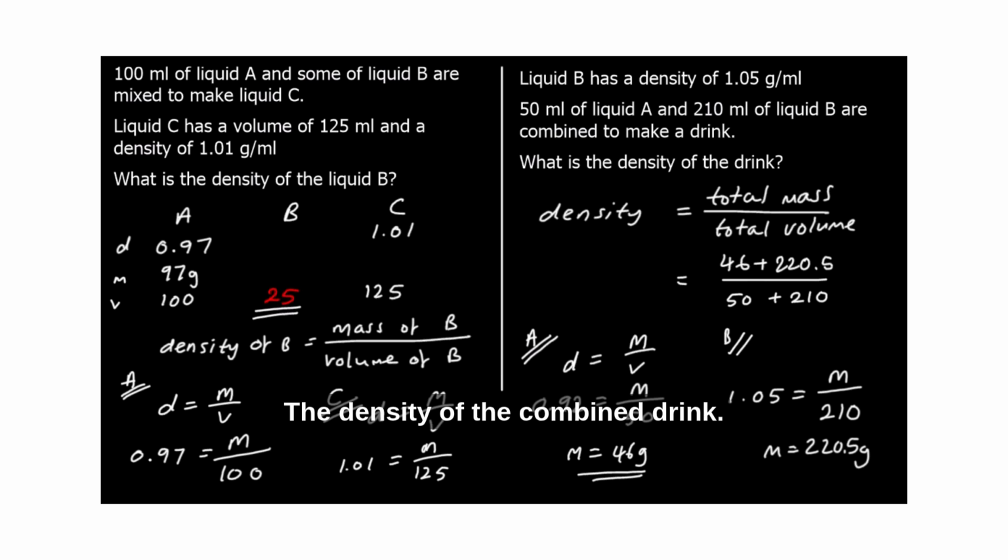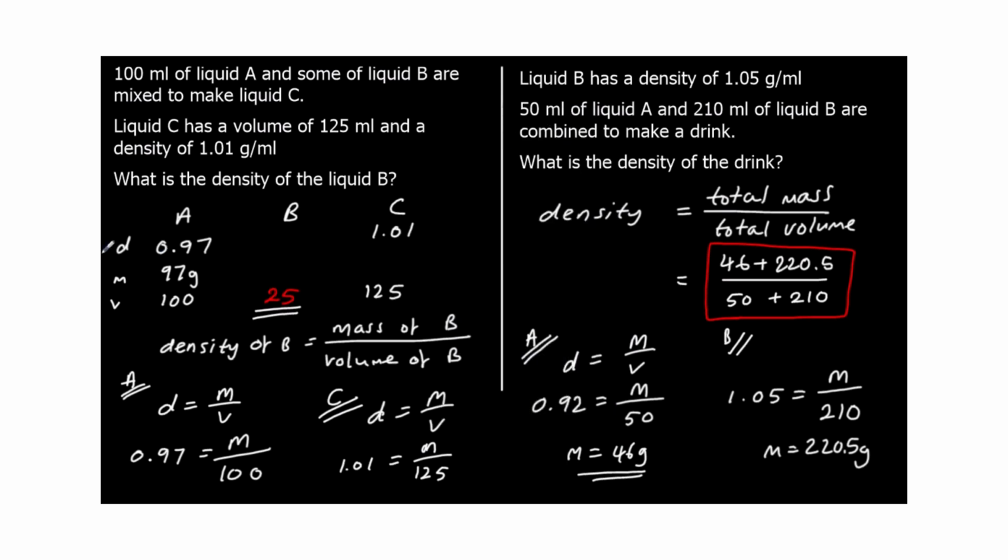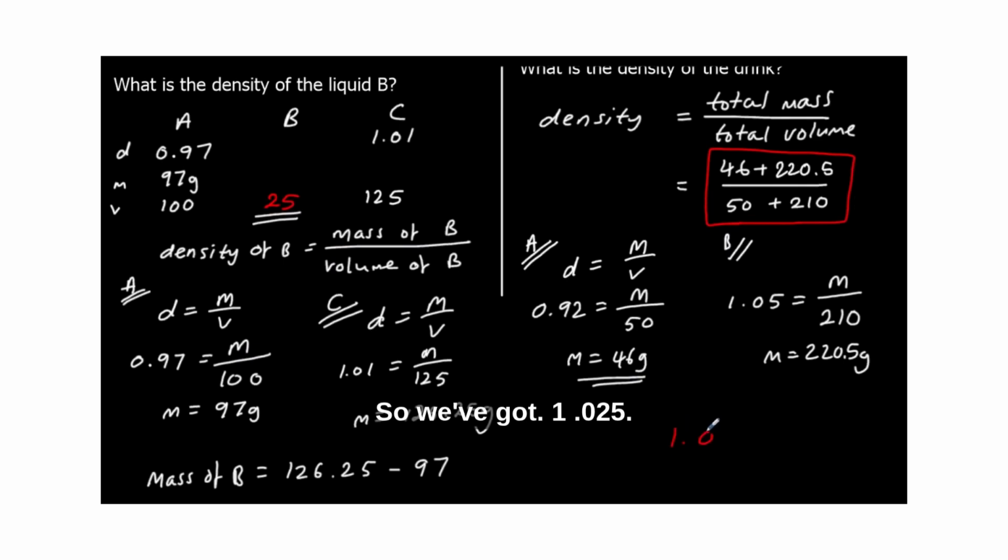So we have the density of the combined drink is going to be total mass over total volume. So we're going to type this into the calculator. So the total mass is 46 plus 220.5. The total volume is 50 plus 210. And that gives us the total density, an overall density of 1.025. So we've got 1.025 and it's in grams per milliliter.